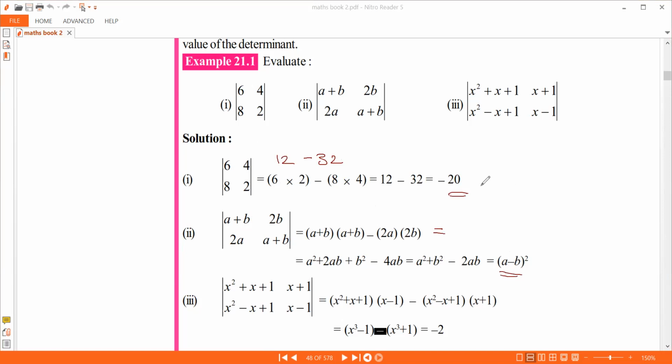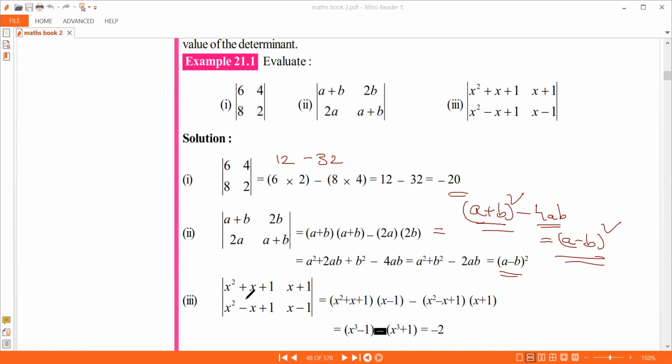(a plus b) whole square. You see, (a plus b) into (a plus b) is (a plus b) whole square, and 2a into 2b is 4ab, minus 4ab. This is the formula of (a minus b) whole square. (a minus b) whole square is (a plus b) whole square minus 4ab. So this is a straight one.